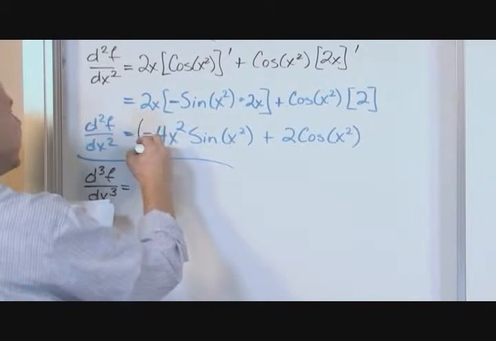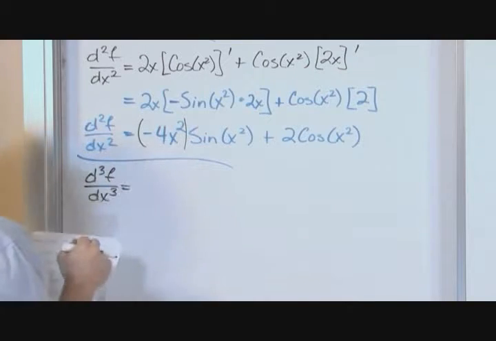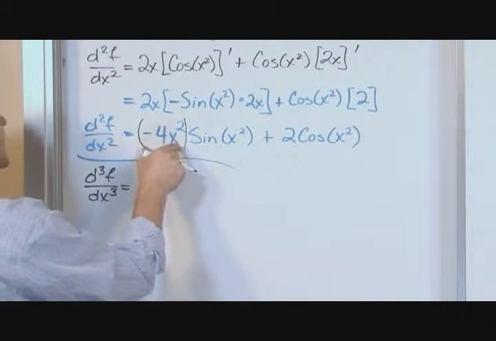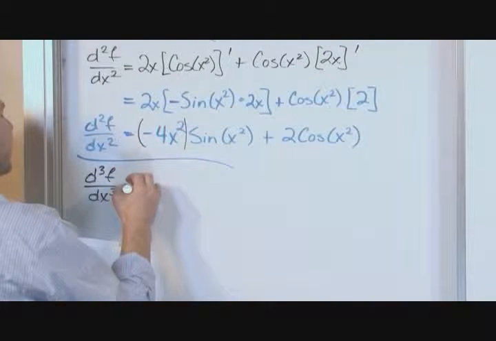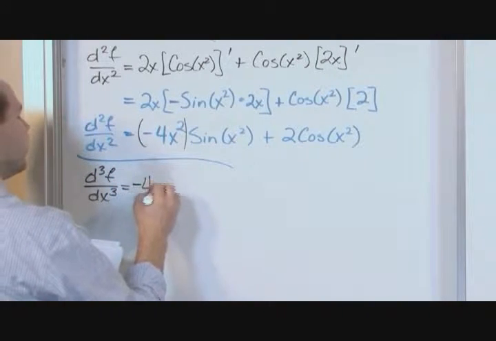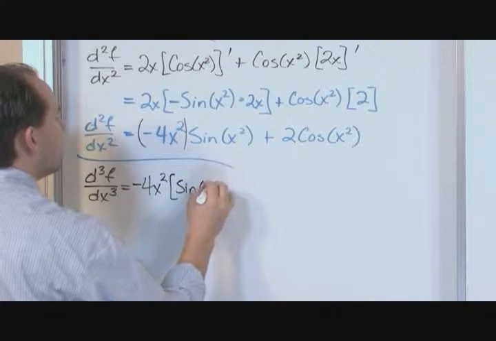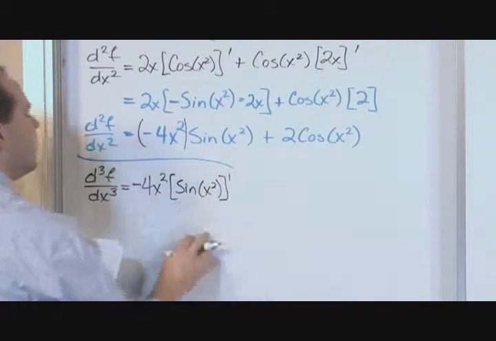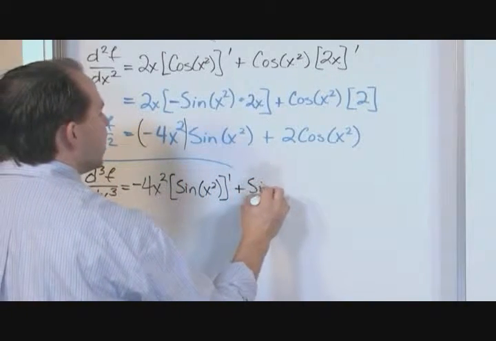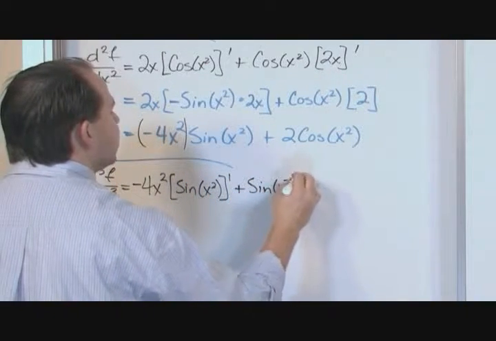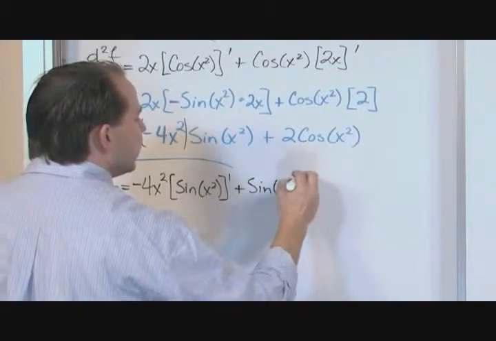And to help you visualize that, you can put, again, a little parentheses around this function multiplied by this function. So let's do a product rule on this to take this derivative. What we will have is negative 4x squared first times the derivative of the second, sine of x squared, first times the derivative of the second plus the second function, sine of x squared, times the derivative of this first function. Let me put it in brackets to be consistent.